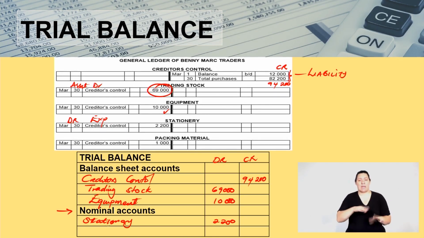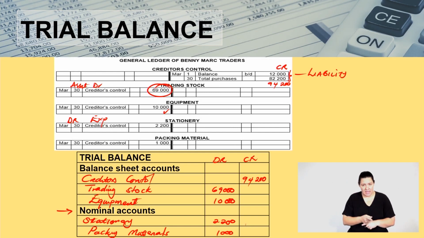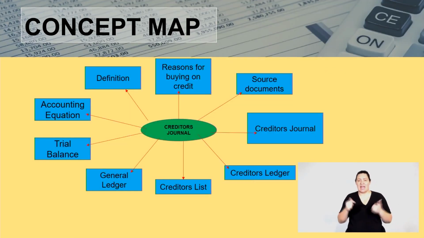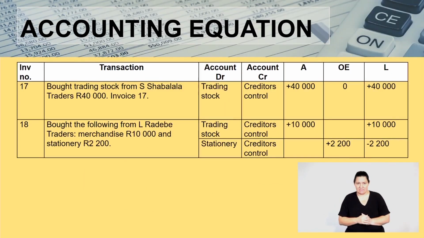And the last one is packing materials. I'll come here and then I'll say packing materials. How much do you see there? 1,000. After this, my dear learners, let us go and we will now do the accounting equation. The transaction reads, bought trading stock from Shabalala for 40,000 rather. We bought trading stock from Shabalala Traders for 40,000.